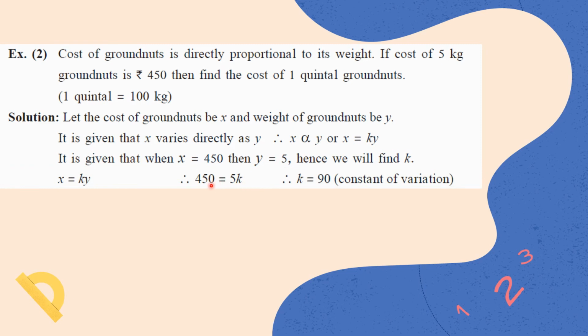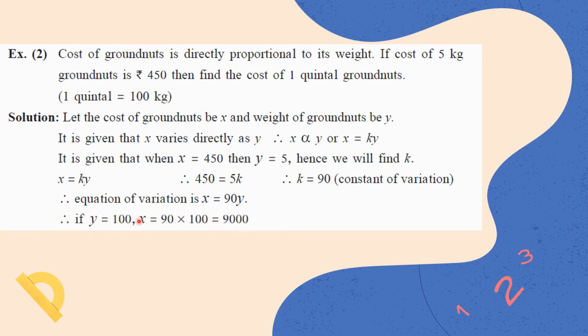So we'll substitute the values. 450 is equal to 5K. Here, if we divide both the sides by 5, we'll have K is equal to 450 upon 5, that is 90. So the constant of variation K is 90. Substituting this in our equation of variation form, we have the equation of variation as X is equal to 90Y.